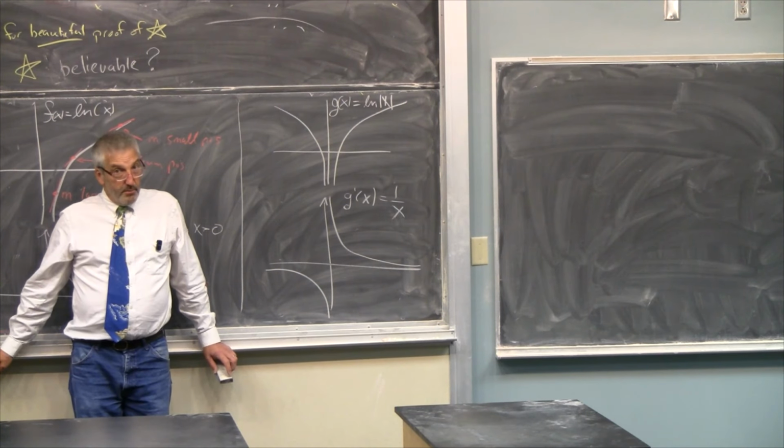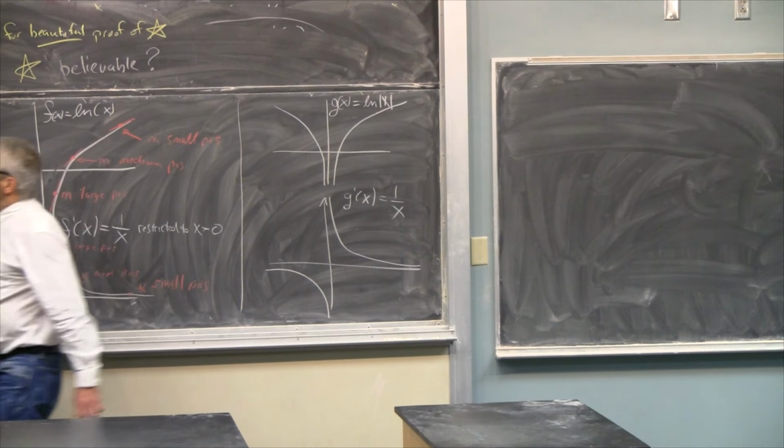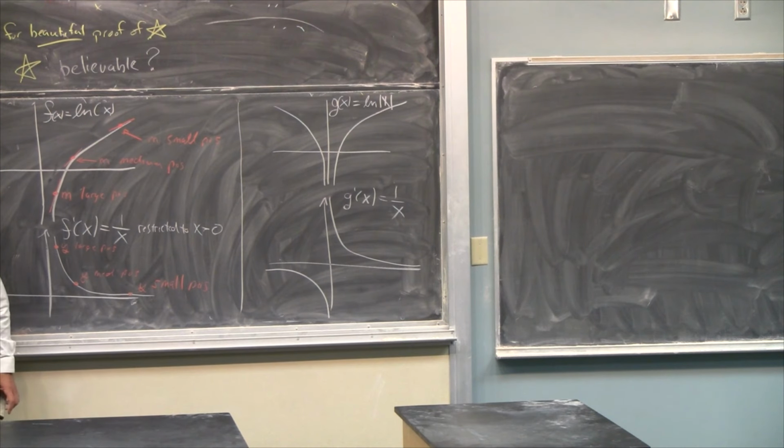So what's confusing in the book is that the book says the derivative of ln of x is 1 over x. And then the book says the derivative of this is also 1 over x. There's no explanation of why these two different functions have the same derivative. Well, it turns out they don't really have the same derivative. The derivative of ln of x is 1 over x restricted to x greater than 0.